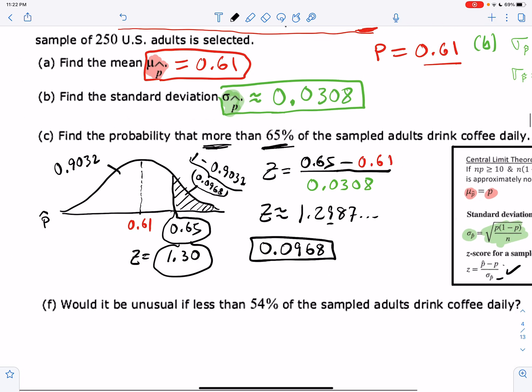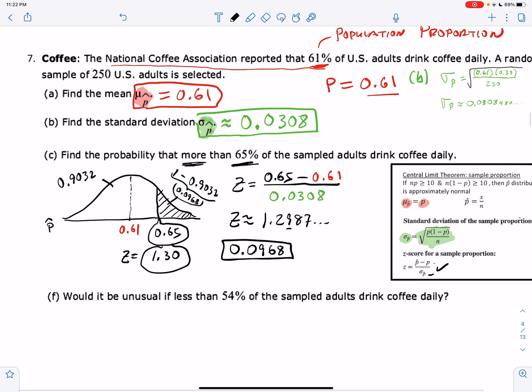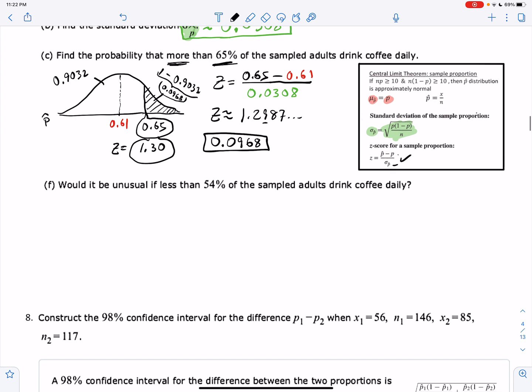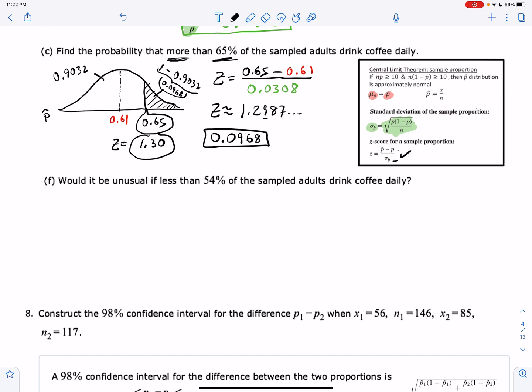Okay, what else do we have to do? That was A, B, C, and then it jumps to F. All right, whatever. Can't do our alphabet here, it looks like, but that's okay.